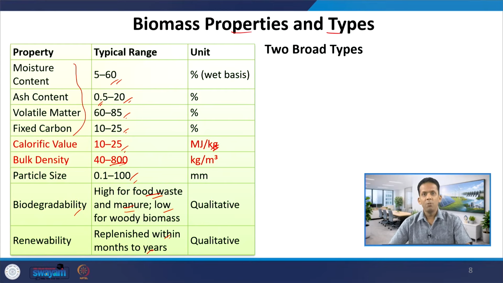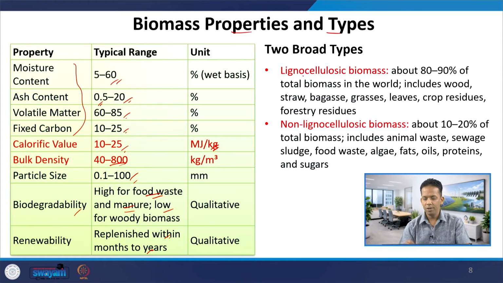Now, so far as types of biomass are concerned, there are two broad types. One is lignocellulosic, another is non-lignocellulosic. About 80 to 90% of total biomass in the world is under the category of lignocellulosic biomass. Lignocellulosic means it contains lignin, cellulose and hemicellulose, and non-lignocellulosic will contain carbohydrates, proteins, fats, lipids.